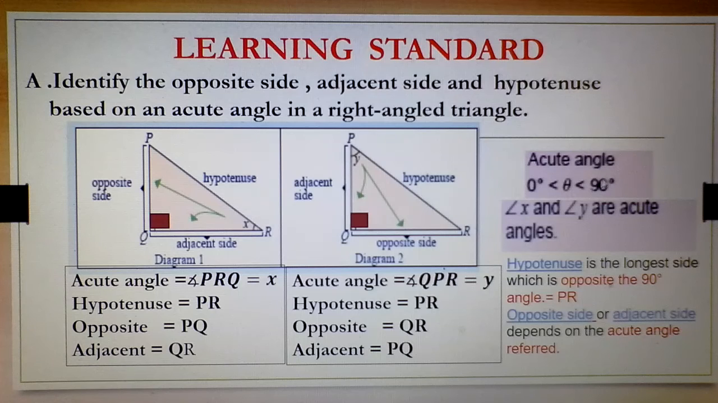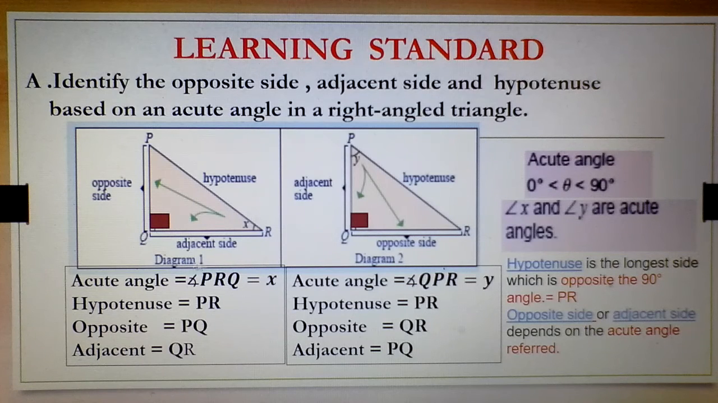Okay. So you have discussed earlier in mathematics, maybe in Form 1, Form 2. An acute angle is an angle between 0 and 90 degrees, meaning larger than 0, smaller than 90. Meaning smaller than 90 degrees, we call it an acute angle. So from this triangle, you can see here, X and Y are examples of acute angles because the value is less than 90. Okay, so now we want to determine which one is the opposite side, which one is the adjacent side, and the hypotenuse based on the acute angle.